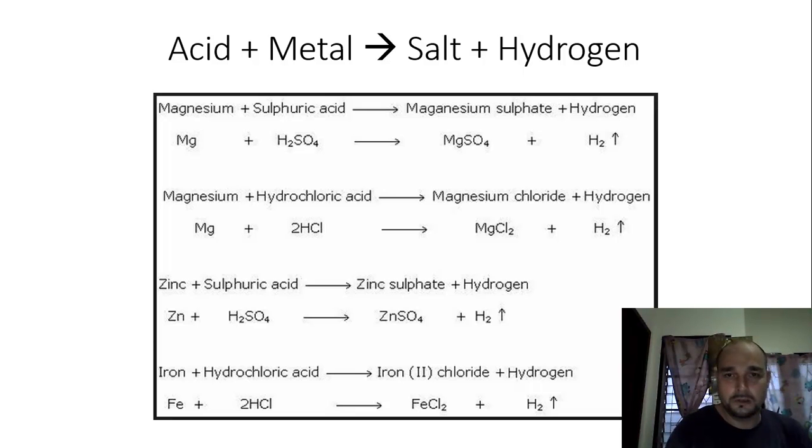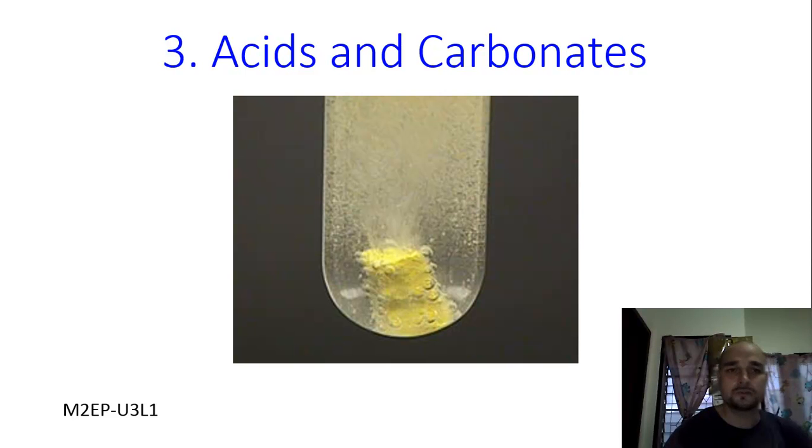And just a quick review of some very common acid and metal chemical reactions. Magnesium plus sulfuric acid makes magnesium sulfate plus hydrogen. And I'll skip down to the bottom. The fourth one, iron plus hydrochloric acid makes iron chloride plus hydrogen. And notice in all four of these that hydrogen is a product. Okay, and that will take us over to our third type of reaction, our last reaction for the day.